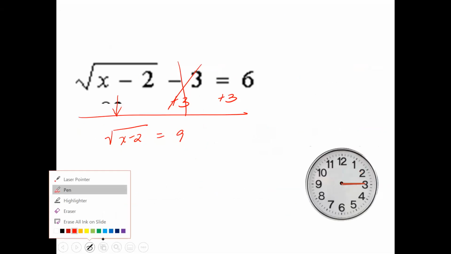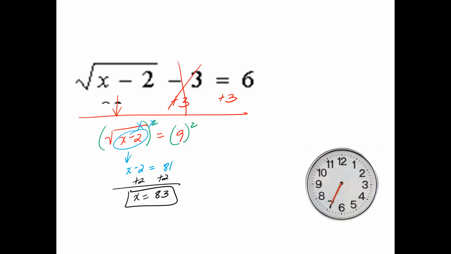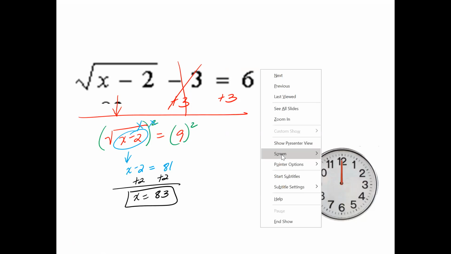And then, how do you get rid of the square root? You're going to square both sides. The square root and square cancel. x minus 2 equals 9 times 9, which is 81. Then you want to add the 2 on both sides. x equals 83. And that is your answer, 83. Go ahead and pause the video to copy the questions down.